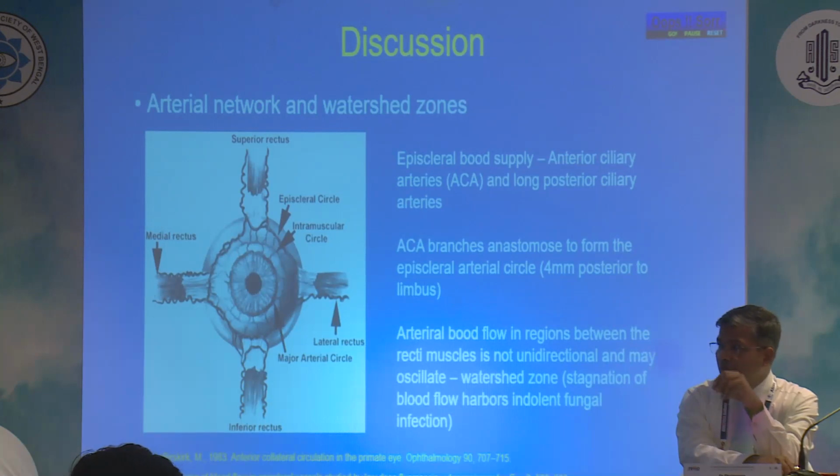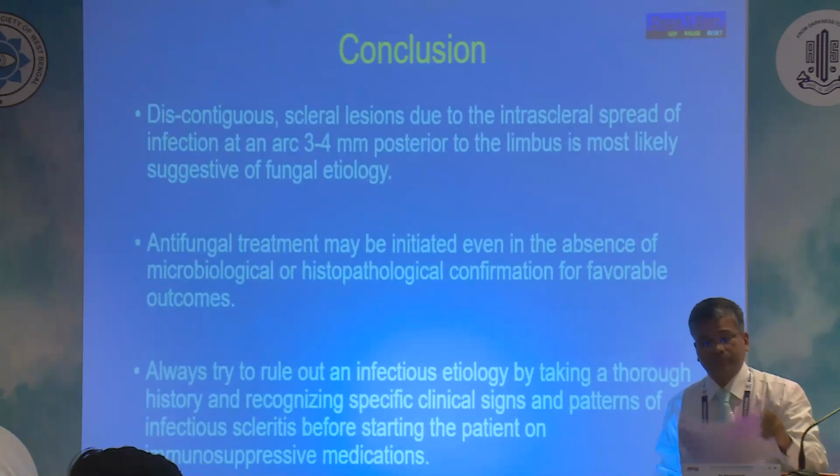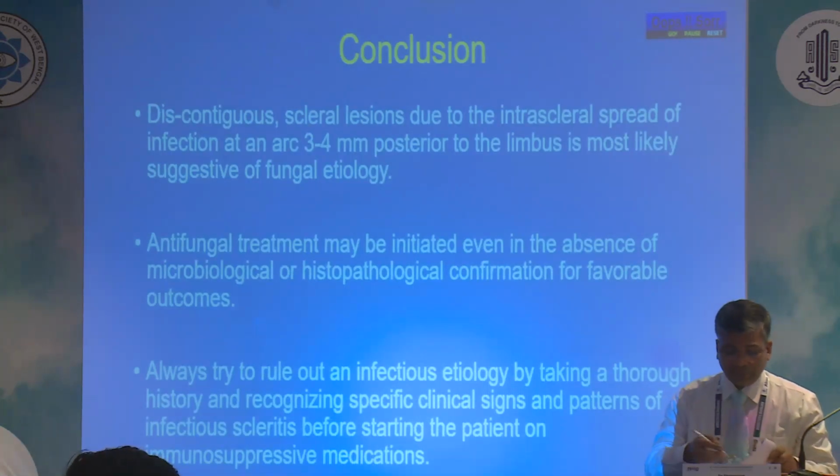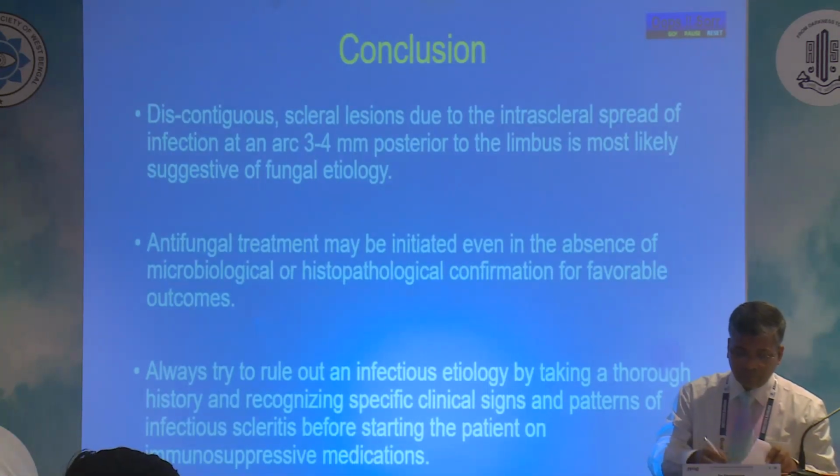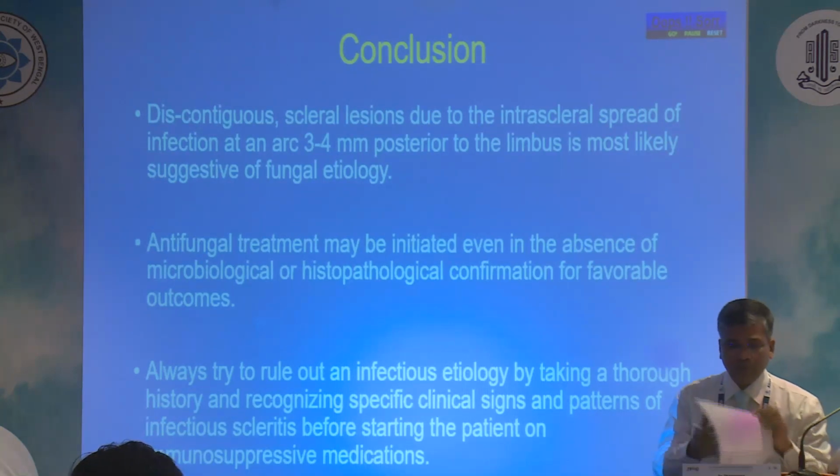So the main point is that the arterial blood flow in these areas oscillates, and so it stagnates, and the fungi get a chance to harbor their infection over here and grow in these areas. So to conclude, basically, discontinuous scleral lesions due to intrascleral spread of infection 4 mm posterior to the limbus is most likely suggestive of a fungal etiology, and even if you don't get histopath or microbiological evidence, you may start antifungals for a better prognosis. Thank you.